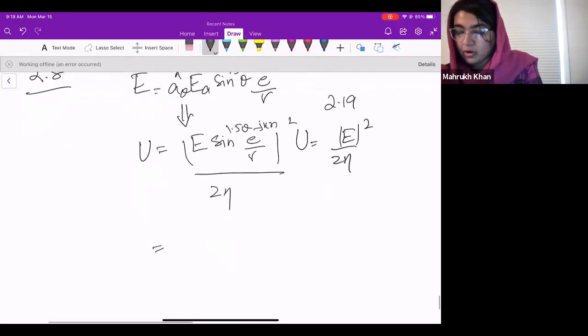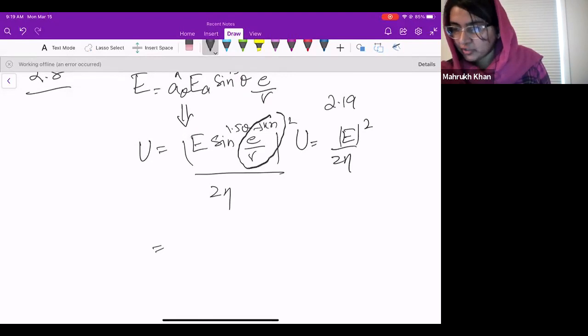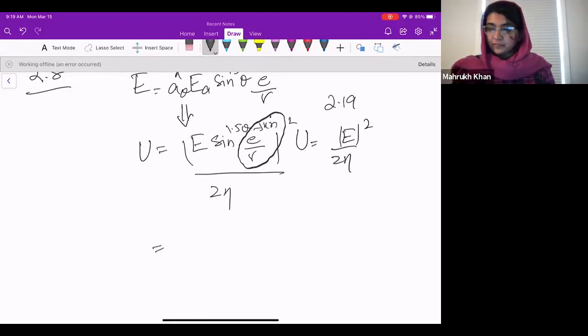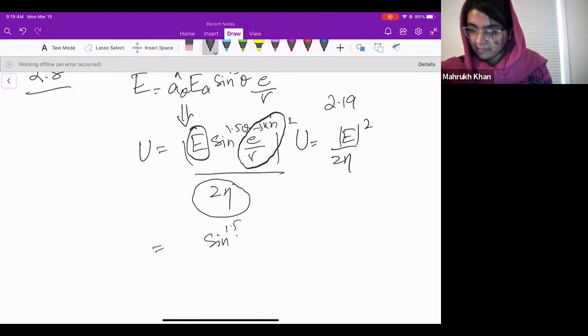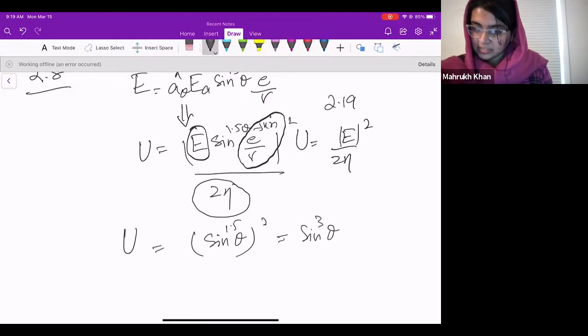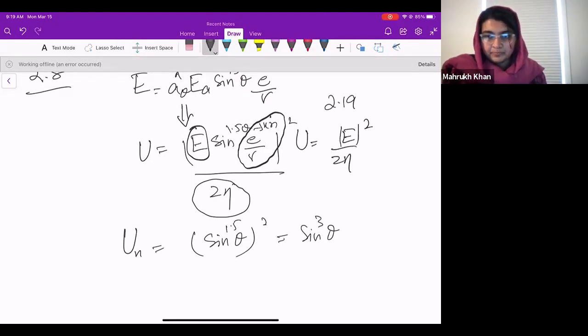So when we are taking U, we are taking it as a normalized U. So this part, which is not dependent on theta or phi, over which we are concerned, will become normalized. So you will just have sine 1.5 theta squared, which will be sine cubed theta. So this is due to the normalized version of U. That's where your magnitudes are going, okay? So whenever you are taking U, you are just taking the square of the theta or phi dependence, because that's the normalized U, where your magnitude is being normalized.